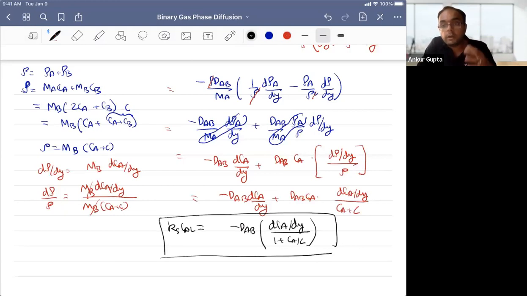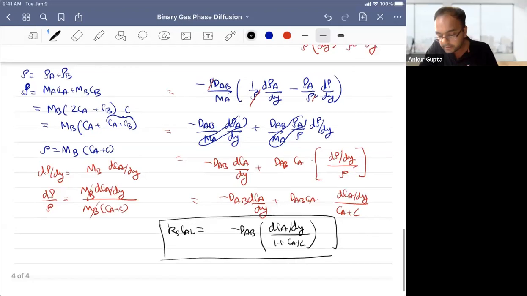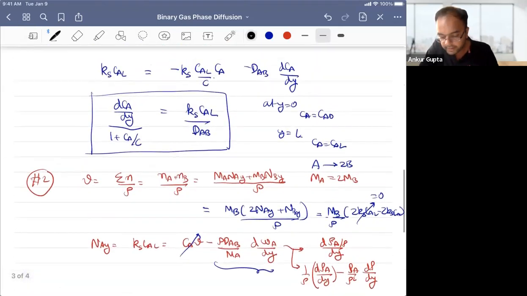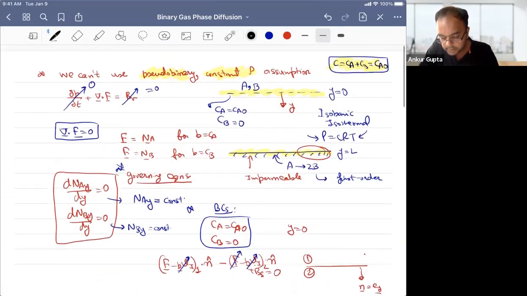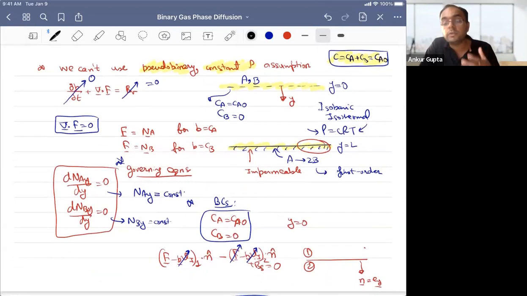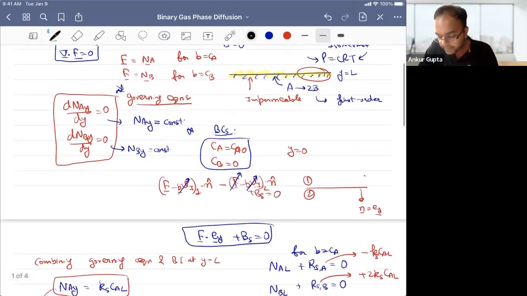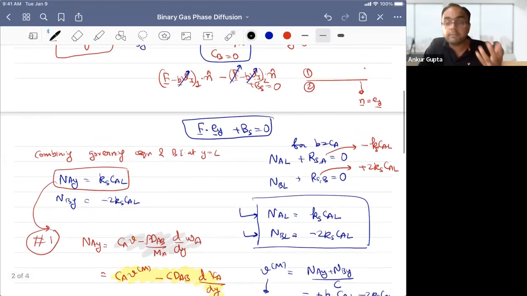So I just wanted to walk you through all of these steps because we couldn't do them in class. Essentially the problem just boils down to the fact that we cannot use the usual pseudo binary assumption. So we go back to the basics. We say accumulation is 0, no generation, so the derivative of flux is 0, or flux is constant. We apply the boundary conditions to find the value of that flux at the boundary, and then we can say that flux is the same everywhere.